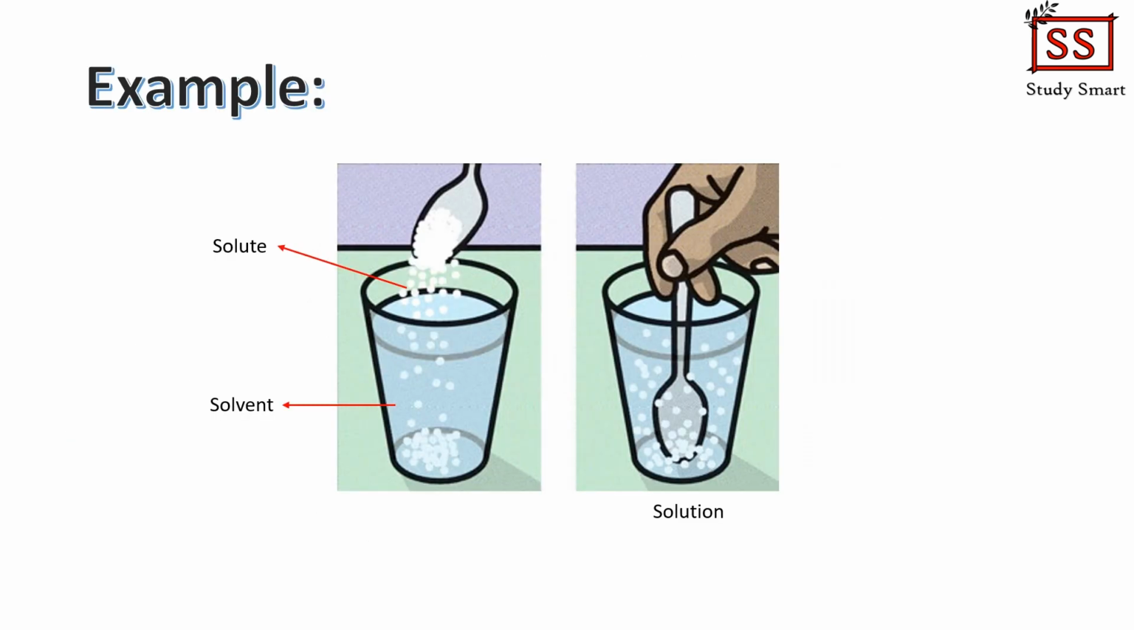Here is an example diagram that shows the solute, solvent and solution. So, in your cup of coffee, the solute will be the coffee powder and sugar, solvent will be the hot water and solution is the coffee itself.